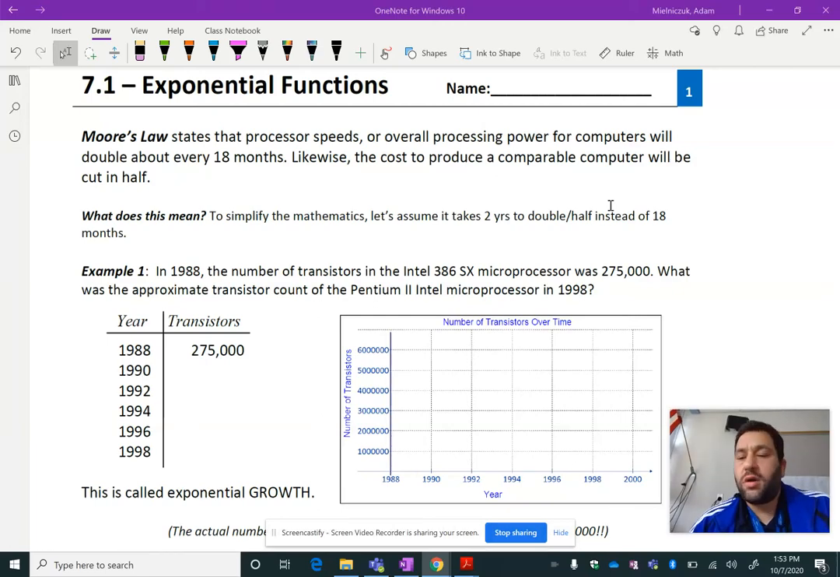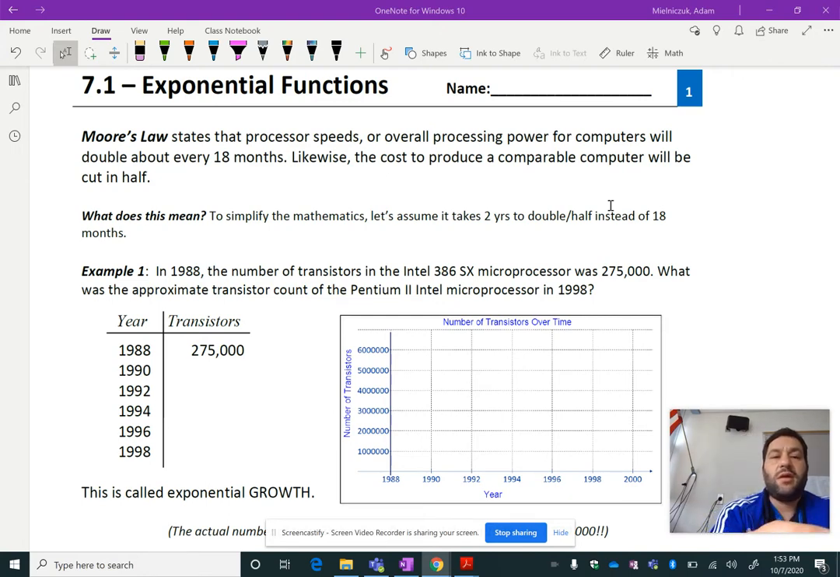All right, for Unit 7, we are going to talk about exponential growth, exponential decay, and logarithmic functions. To start off Unit 7, I wanted to start with a word problem on Moore's Law. So Moore's Law states that the processor speeds, or overall processing power for computers, will double about every 18 months. Likewise, the cost to produce a comparable computer will be cut in half.